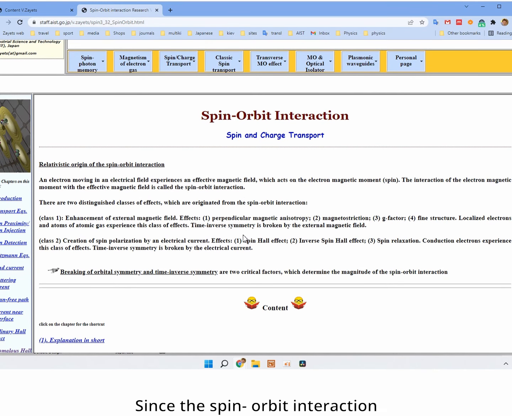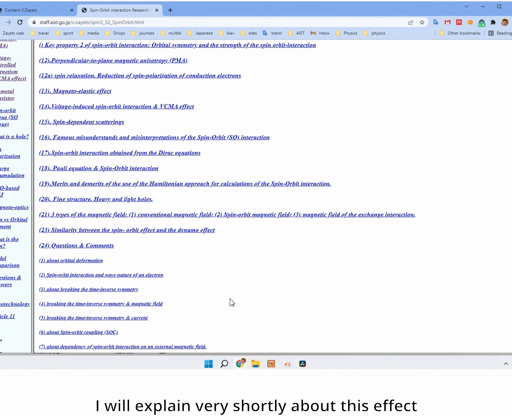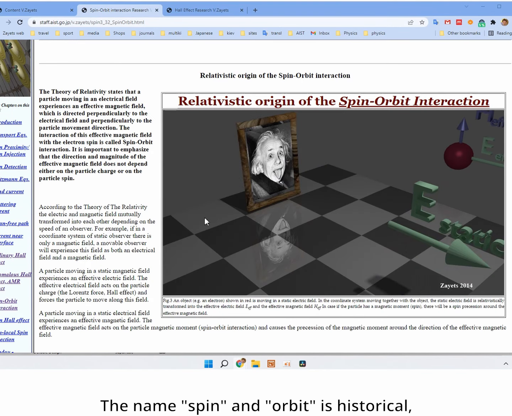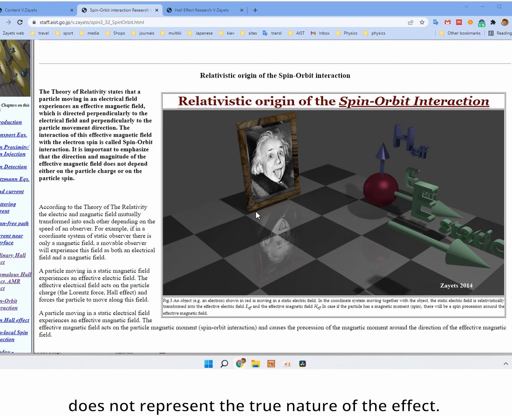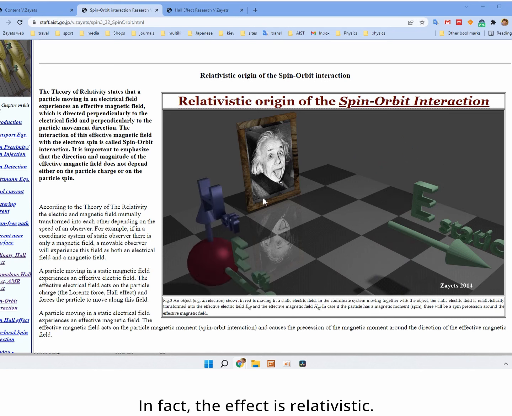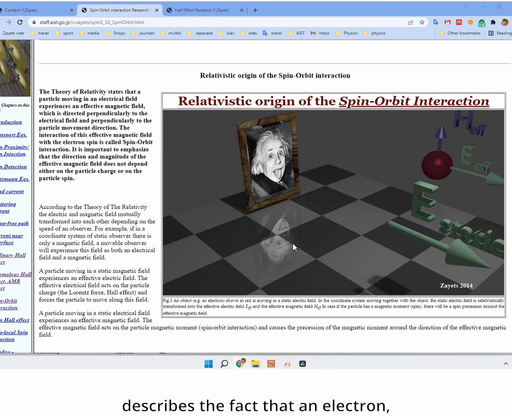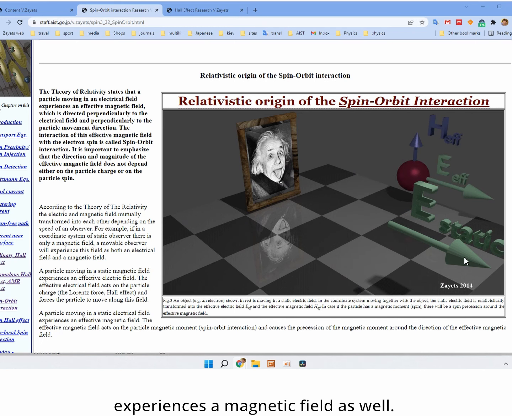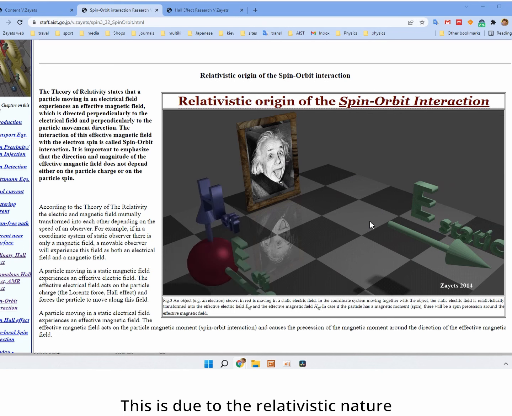Since the spin-orbit interaction is very important for this measurement, I will explain very shortly about this effect. The name spin and orbit is historical, a little confusing, and does not represent the true nature of the effect. In fact, the effect is relativistic. The effect of spin-orbit interaction describes the fact that electrons which move in an electrical field experience a magnetic field as well. This is due to the relativistic nature of the electromagnetic field.